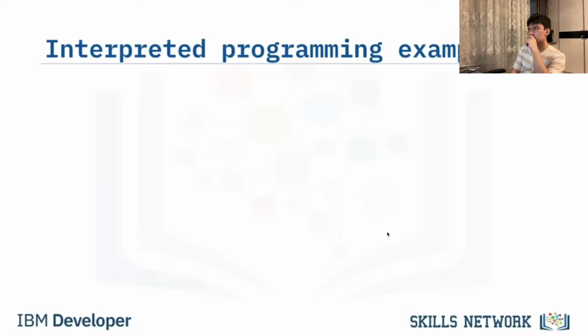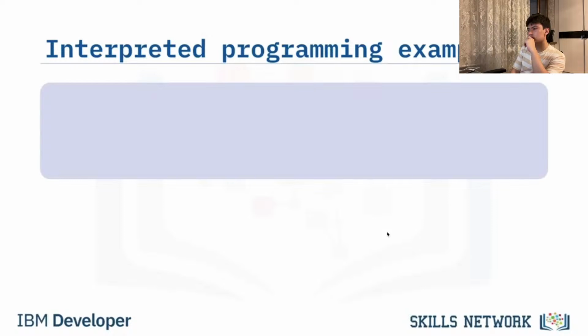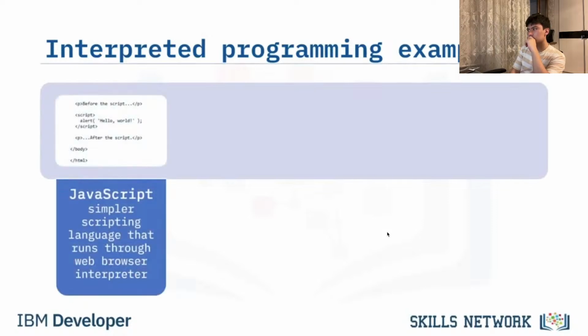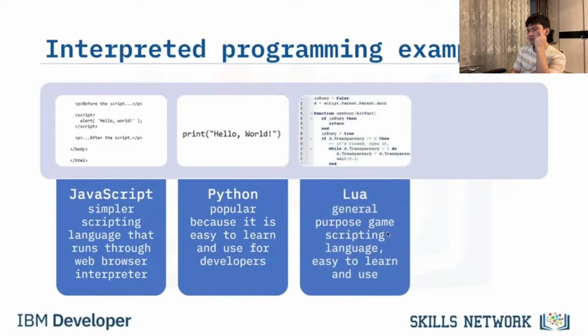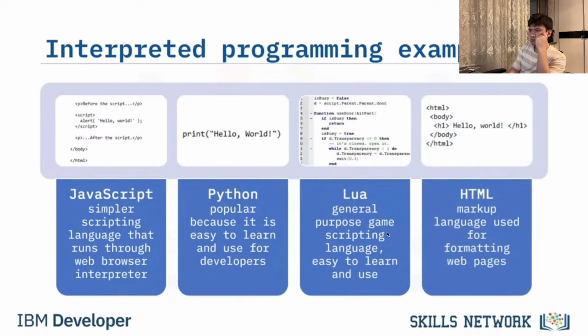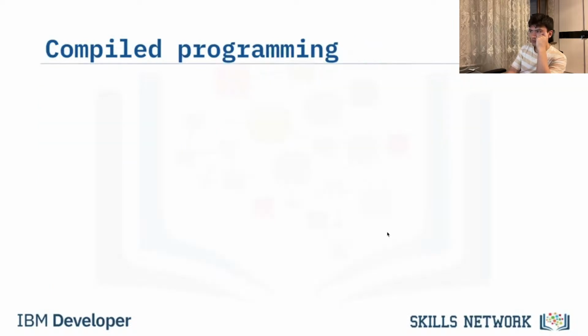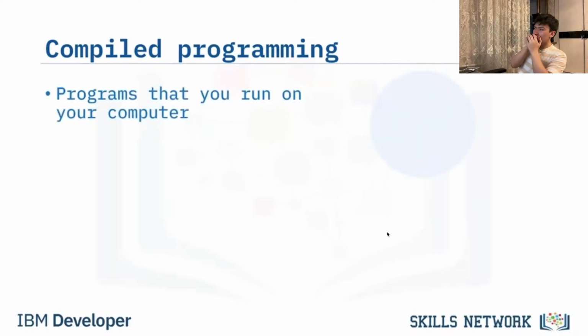Several different interpreted programming languages exist. Some examples of common interpreted programming language types are JavaScript, a simpler scripting language that runs through the web browser interpreter. Python, a language that is popular because it is easy to learn and use for developers. Lua, a general-purpose, lightweight game scripting language that is easy to learn and use. And HTML, a markup language used for formatting web pages. Another category of programming languages is the compiled programming languages.